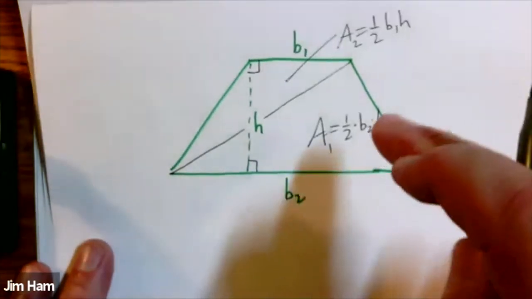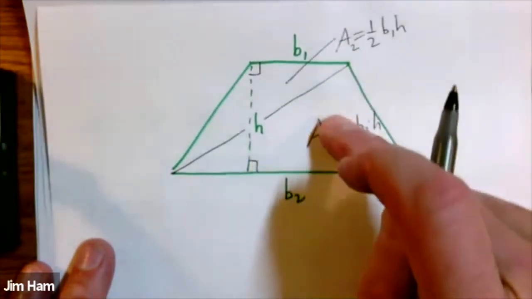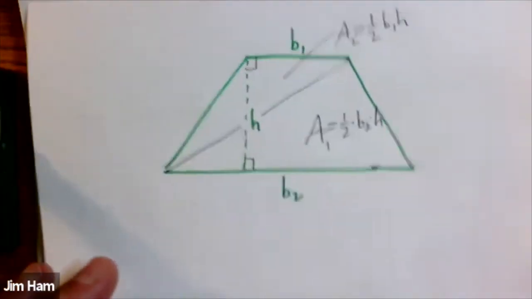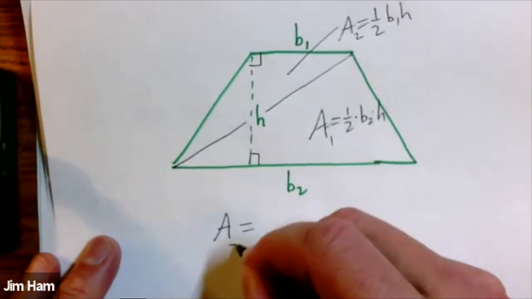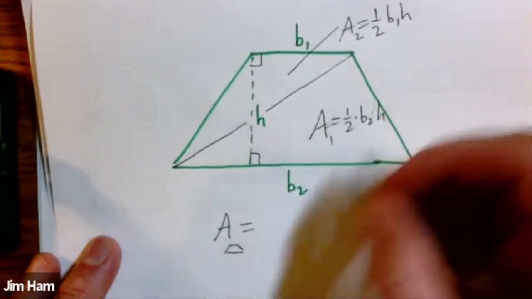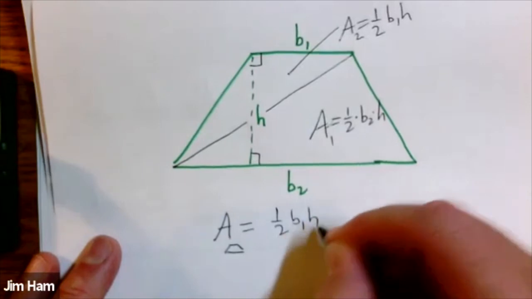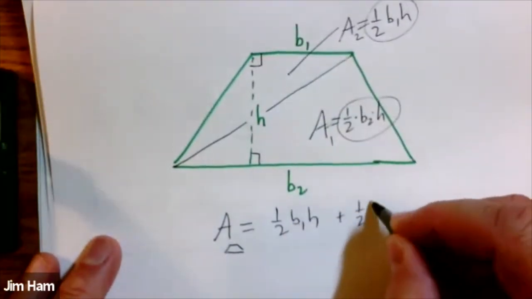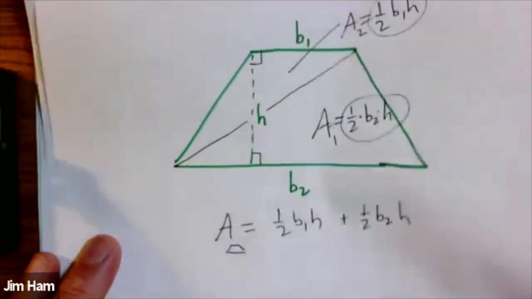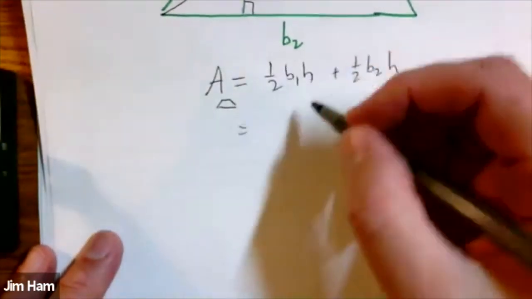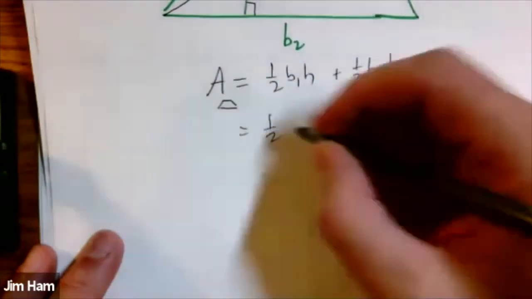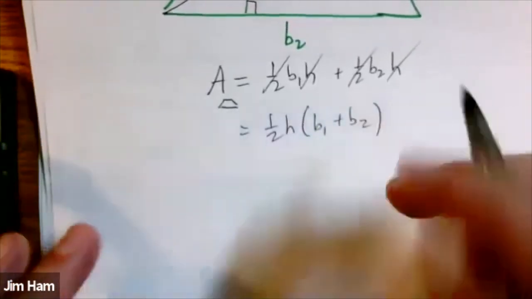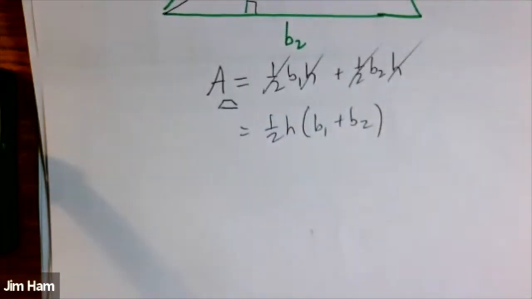So if you take the area of the lower triangle and add it with the area of the upper triangle, they form the trapezoid. So the area of the trapezoid is equal to 1/2 base 1 times the height, plus 1/2 times the second base times the height. And through a little algebra, if you take out the 1/2 and the h, what's left is B1 plus B2. So that's how you get the formula for the area of a trapezoid.